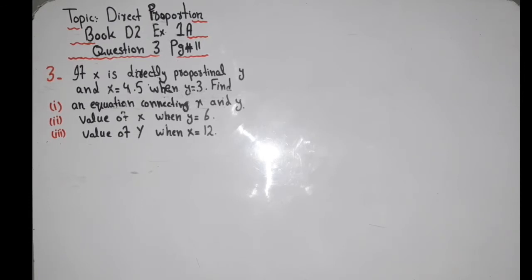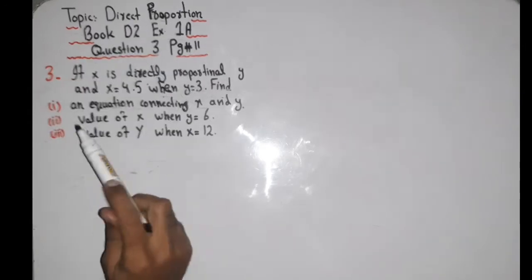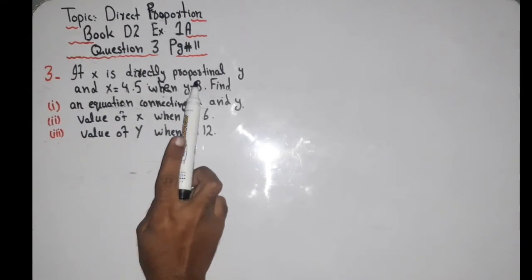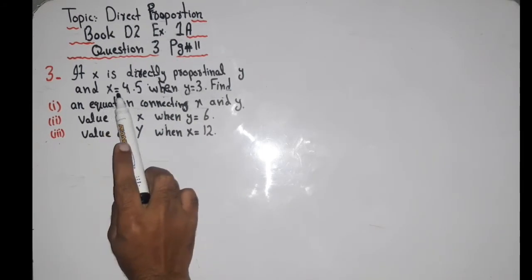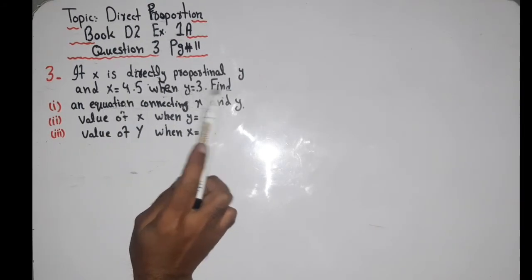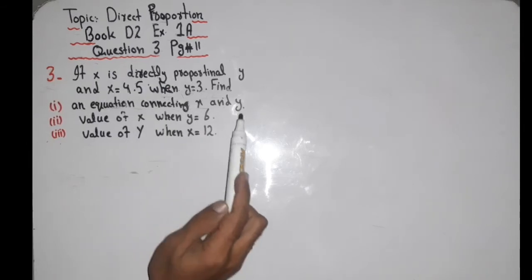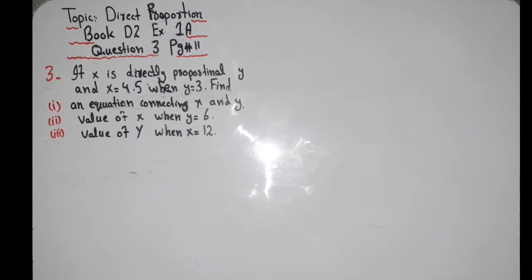First of all, we will read the statement. The statement is: if x is directly proportional to y and x equals 4.5 when y equals 3, find an equation connecting x and y. So we are going to start the solution of this question.